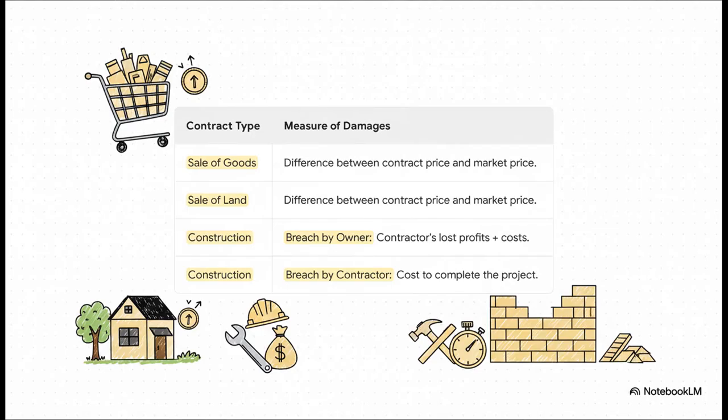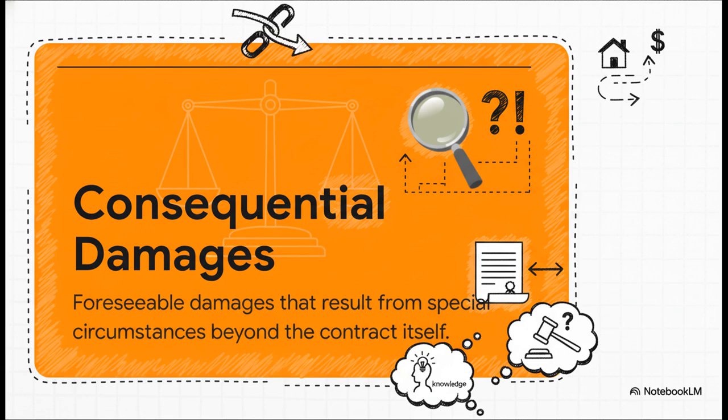And what's interesting is that the standard way to measure these damages actually changes based on what the contract was about. For selling goods or land, it's pretty simple. What was the contract price versus what's the current market price? But look at construction. It gets way more specific. If the owner breaches, the contractor gets what they expected to profit. But if the contractor breaches, the owner gets what it's going to cost to hire someone else to finish the job.